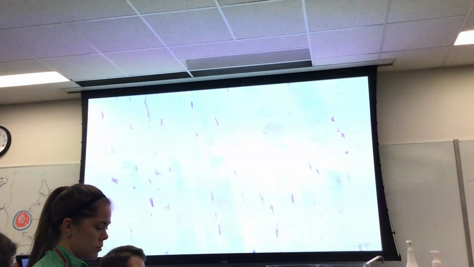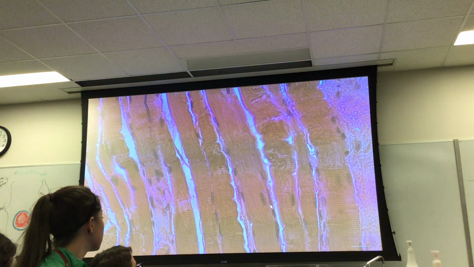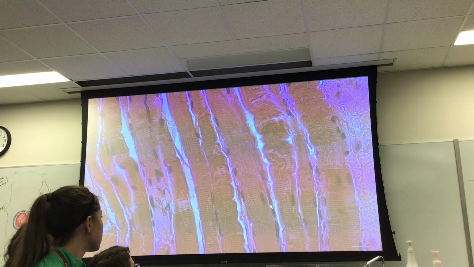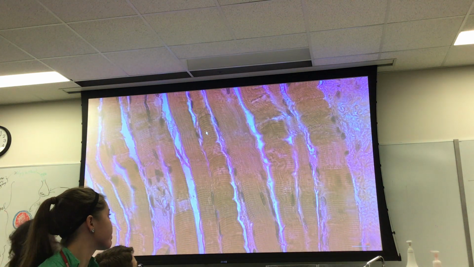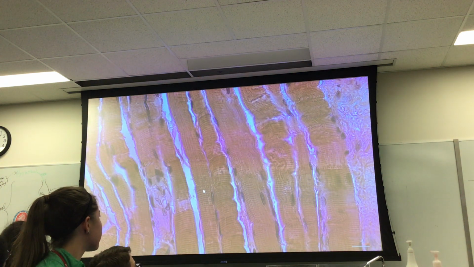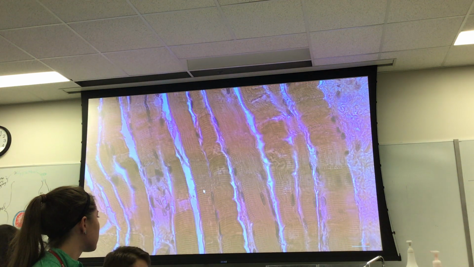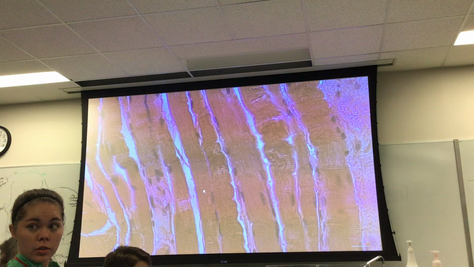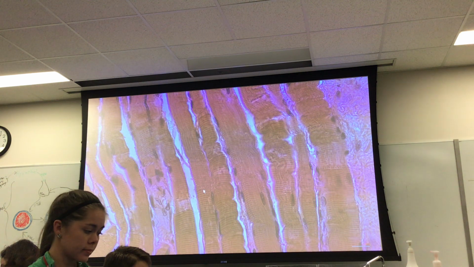Which is this. Okay, that's nice and striated, right? See that? Like this one right here. What makes this skeletal and not cardiac? Well, you don't see any branching.